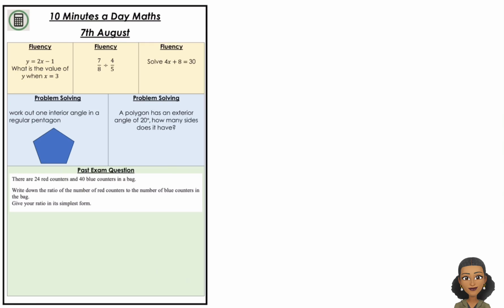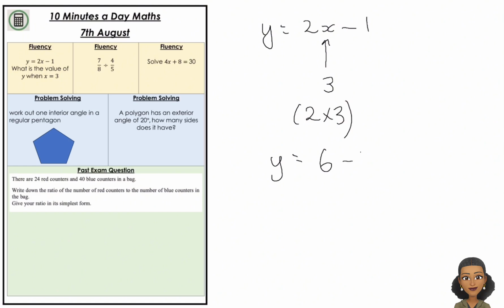So y equals 2x minus 1. What is the value of y when x equals 3? So we're going to substitute into this equation. So this x now becomes 3. Okay, now a number next to a letter means times. So this means 2 times 3, okay, which is 6. And then that means y equals 6 minus 1. 6 minus 1 is 5. So y equals 5. So our first answer is y equals 5.